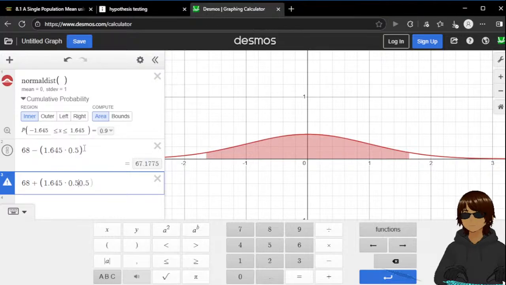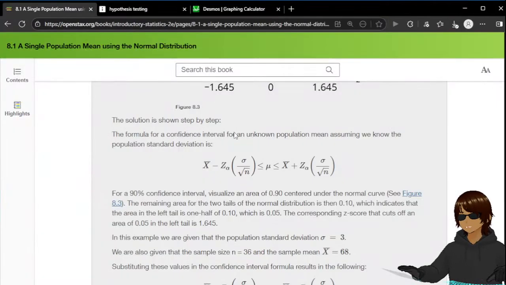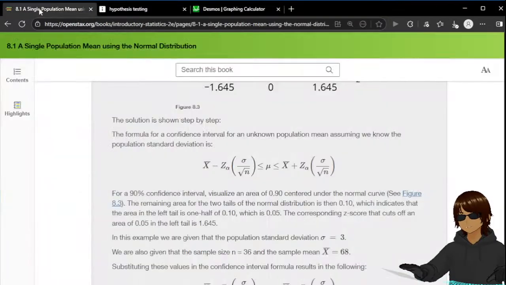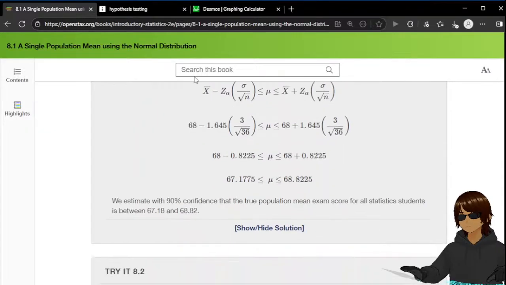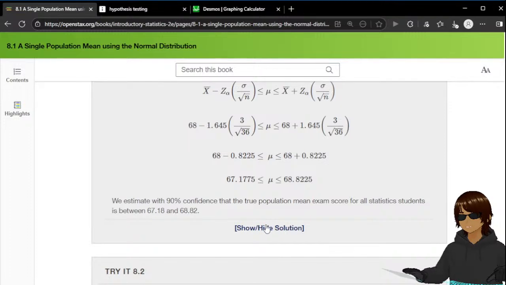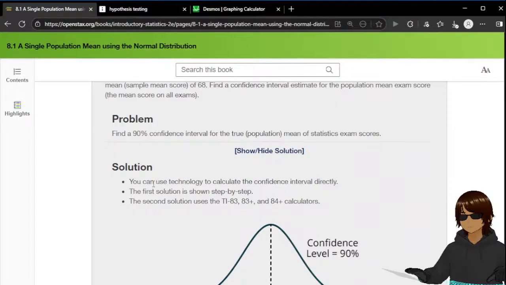I mean, I have to multiply the standard deviation first and then subtract it from 68. Then I get 67 and 68.8. What is this solution?